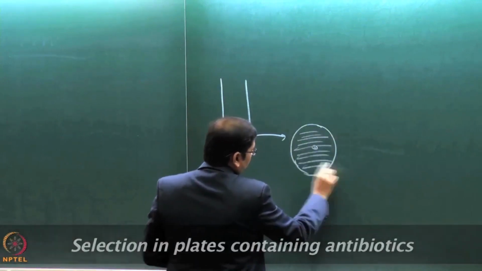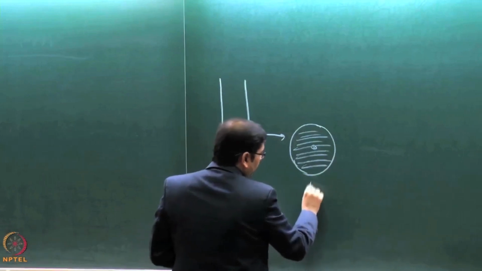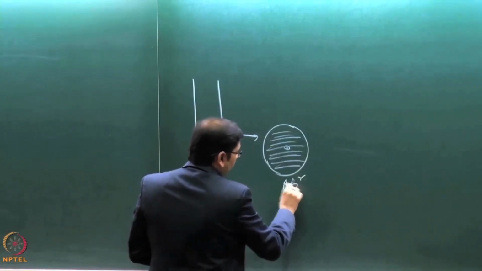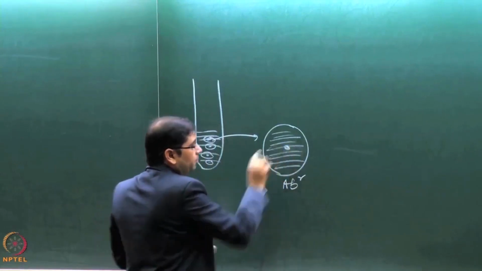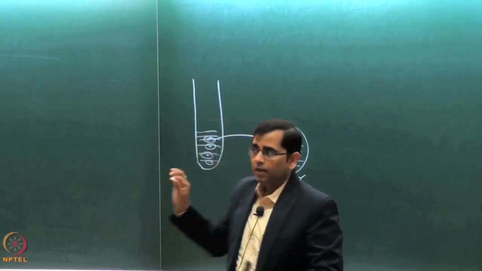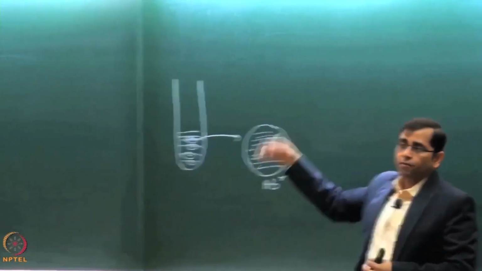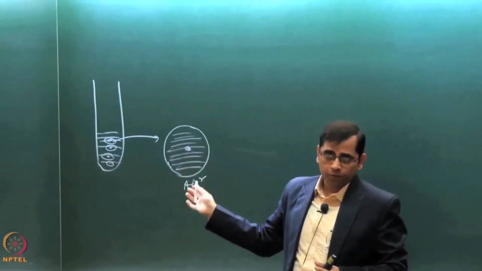you have this antibiotic resistant plate. So let's say you can use any antibiotic resistance gene for selection. Now this is for sure the colony of your interest, and you want to use this colony for protein production.